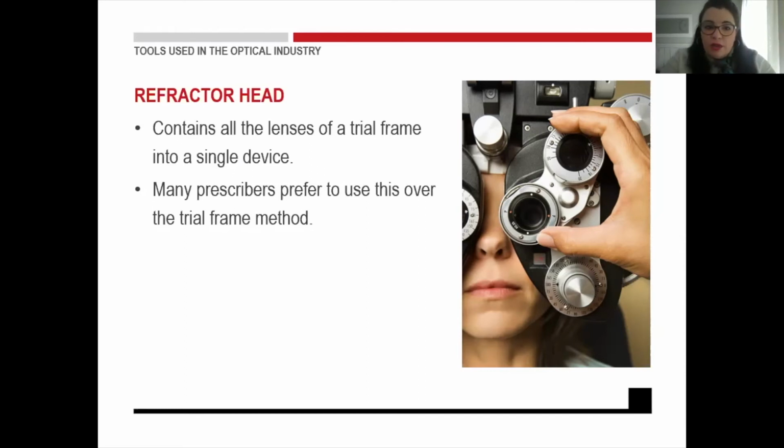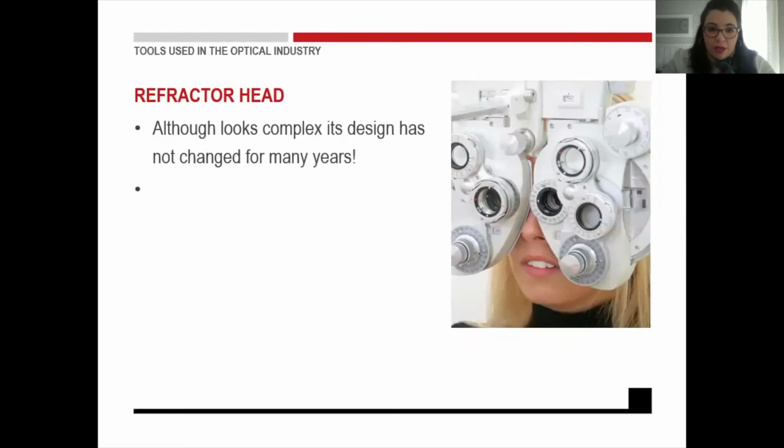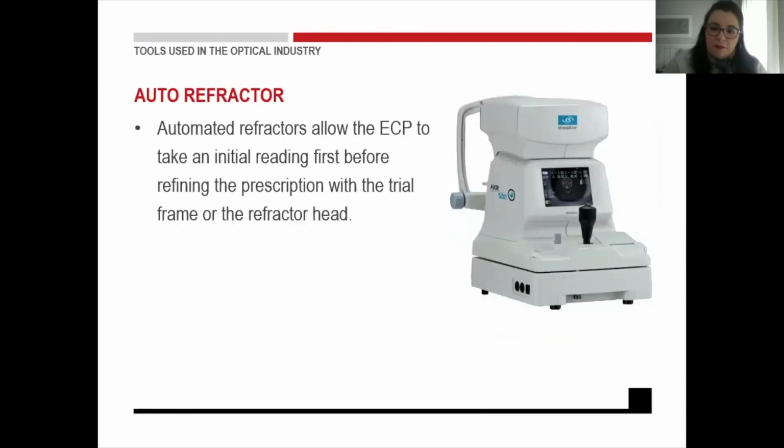These days we also have digital refractor heads, or digital phoropters. So now we don't turn the knobs anymore, but we push the buttons. So it's getting more and more technical as time goes on. You get it in different sizes and you get it in different colors, but they all do exactly the same. And this equipment has actually been unchanged for many, many years.